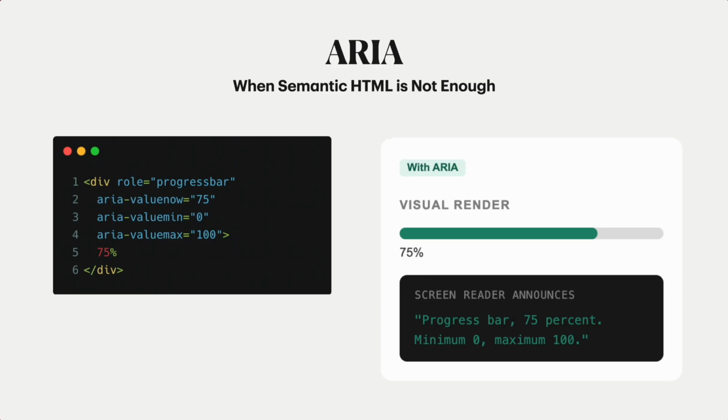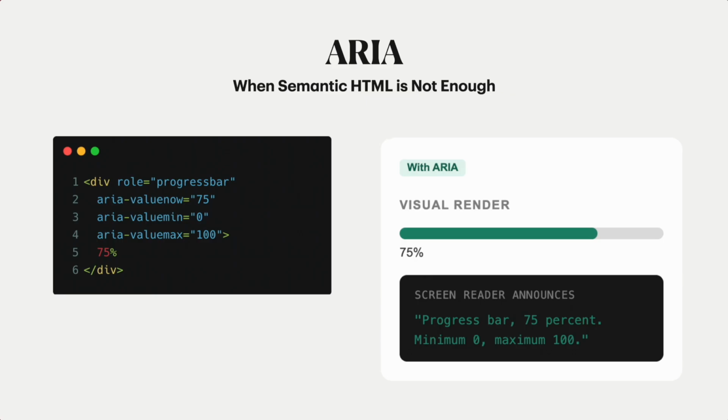There's a well-known principle called the first rule of ARIA. If a native HTML element already exists with the semantics you need, use that instead. A native button, a native input, or a native nav all come with built-in accessibility information for free. ARIA is for situations like this one, where no native element exists for what you're building.